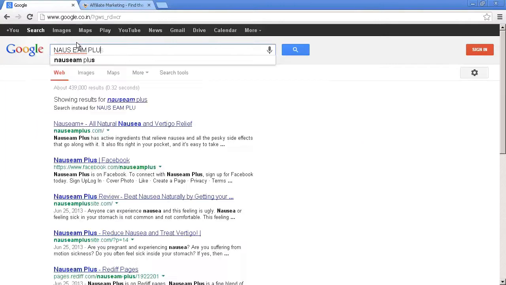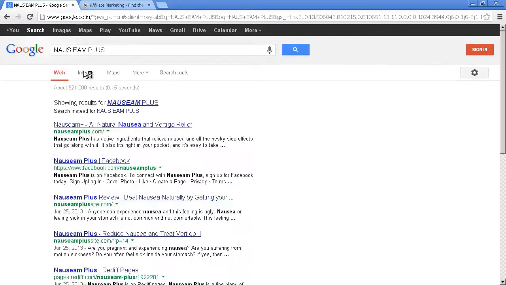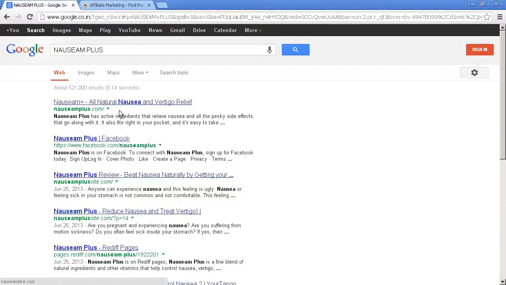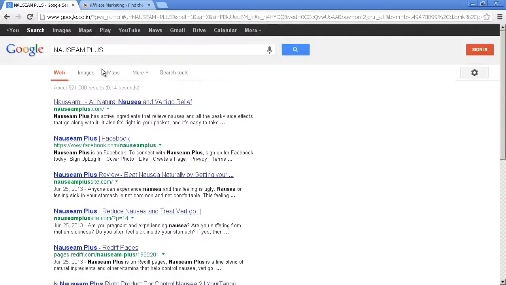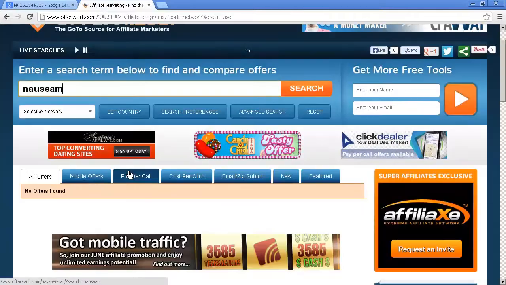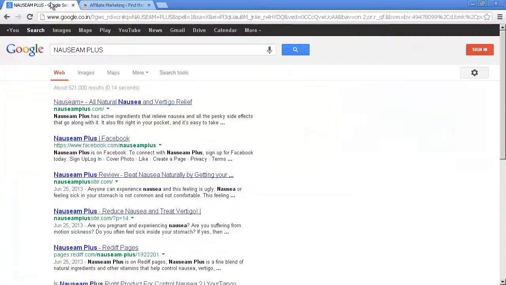Oh, it's a vertigo relief offer. Okay. NAUSEAM plus. Maybe people are searching for it and they have not currently listed it. So this is a new health product for you to look at. I don't know how many people are even looking to promote a nausea related product at this stage.